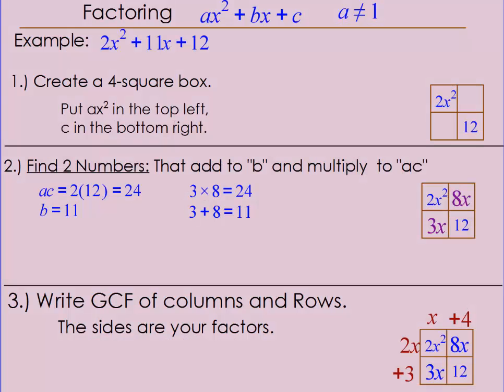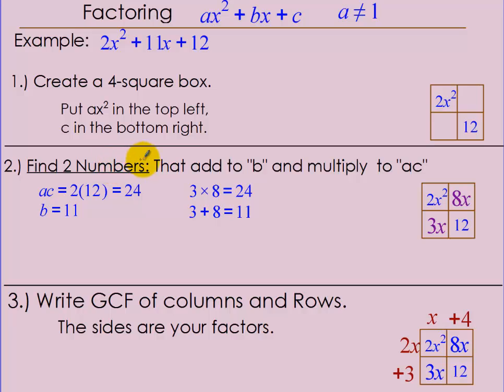So let's look at a different case. This is when a is not equal to 1. So for example, 2x squared plus 11x plus 2. Well, what I still do is I still create a 4-square box first. I'm going to put the left term in the top left and the right term in the bottom right. Still doing that. Now, step number 2 changes a little bit.